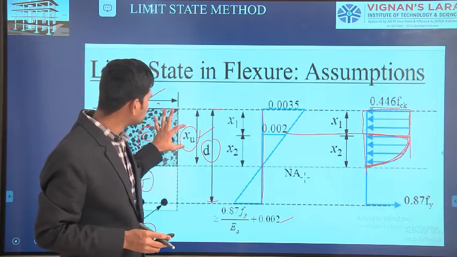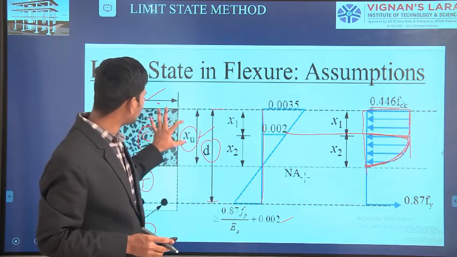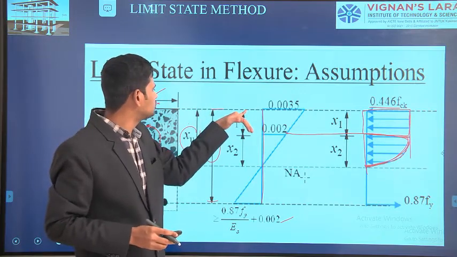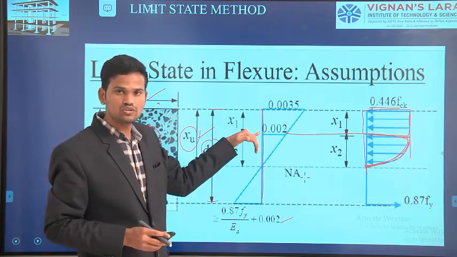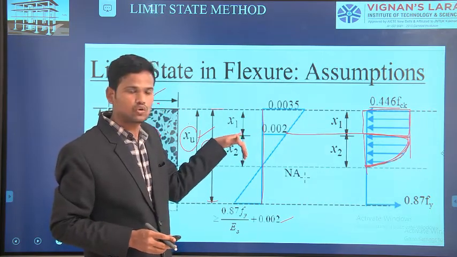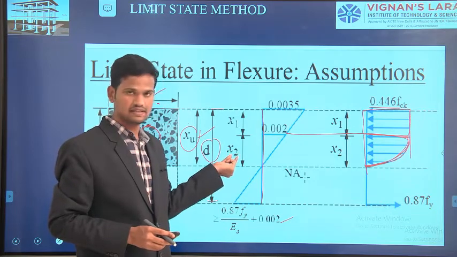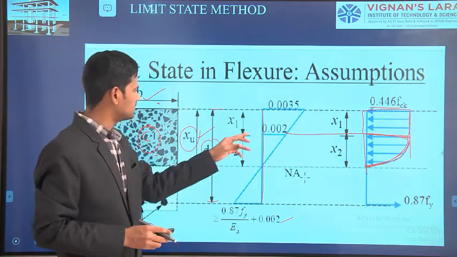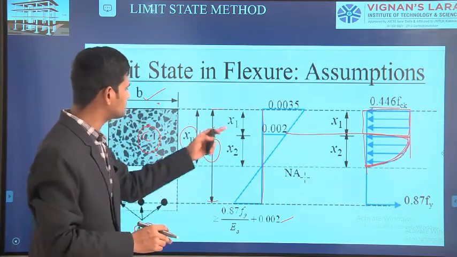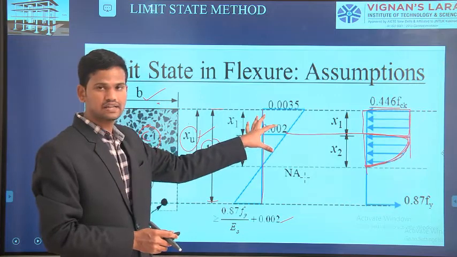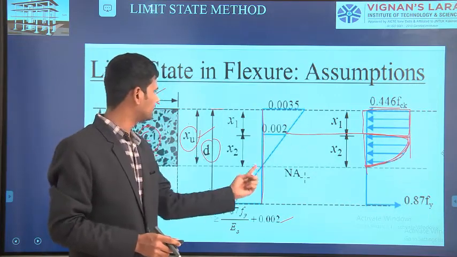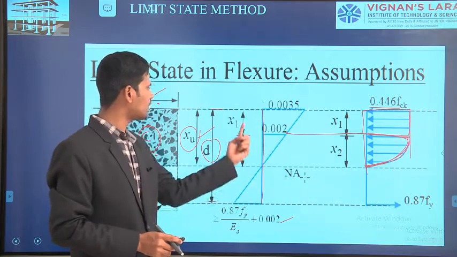Again, if you see here, this neutral axis XU we are dividing from 0.0035 to 0.002 strain. We are dividing it as x1, and again from 0.002 to the neutral axis we are taking it as x2. This is the diagram we have to calculate first. Here we observe some similar triangles. I am taking this big triangle and this small triangle.